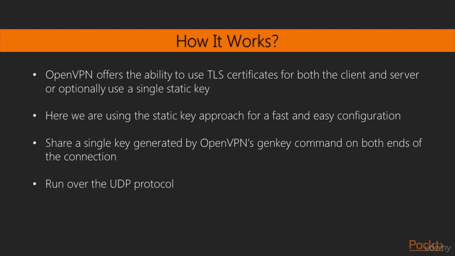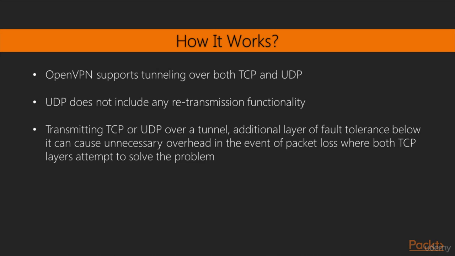To start with, we're specifying that we'll run over the UDP protocol. OpenVPN supports tunneling over both TCP and UDP, but UDP is recommended and is the default. The reason for this is because UDP does not include any retransmission functionality. When transmitting TCP or UDP over a tunnel, an additional layer of fault tolerance below it can cause unnecessary overhead in the event of packet loss where both TCP layers attempt to solve the problem.